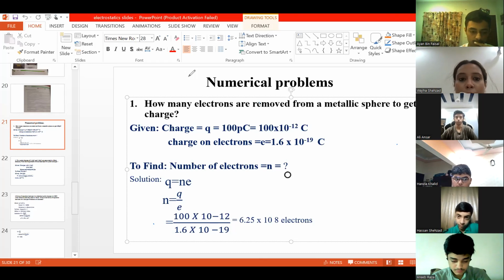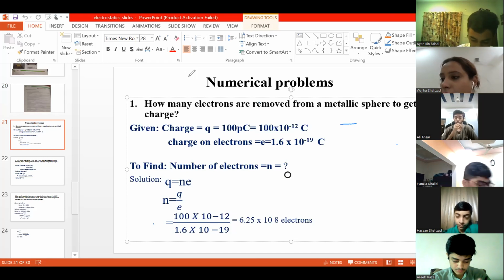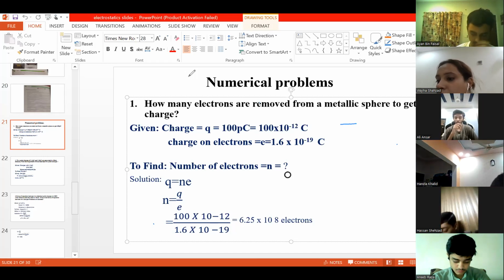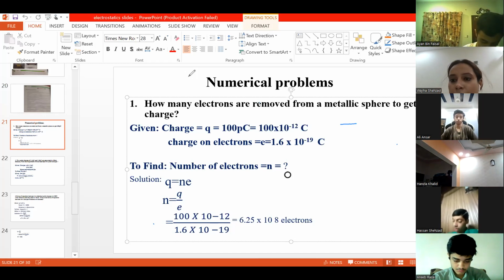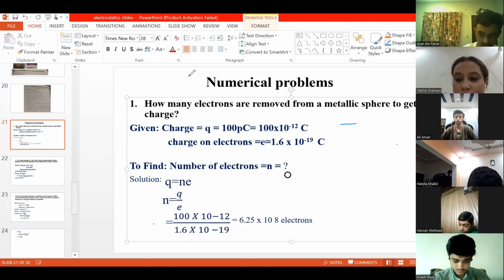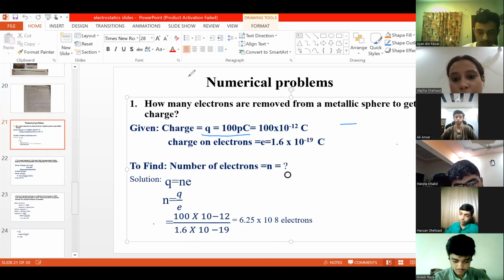Okay. The first problem is: how many electrons are removed from a metallic sphere to get 100 pico charge? Keep your book with you. The charge is given to you, 100 pico. So we write the charge over here, that is Q is equal to 100 pico. We know the value of pico is 10 power minus 12. So 100 multiplied by 10 power minus 12 coulomb.